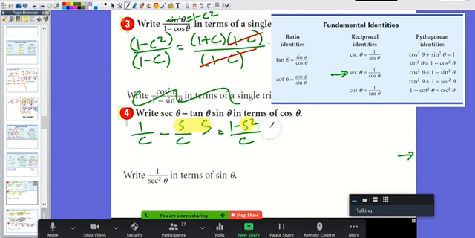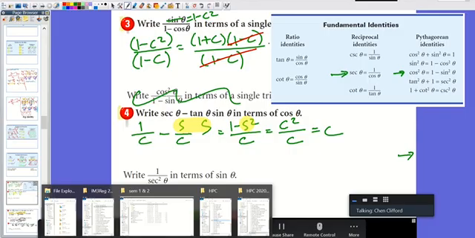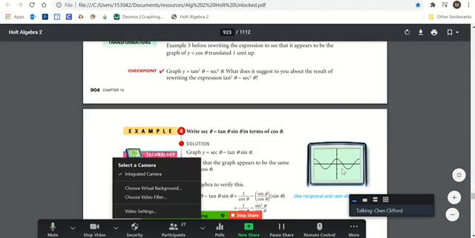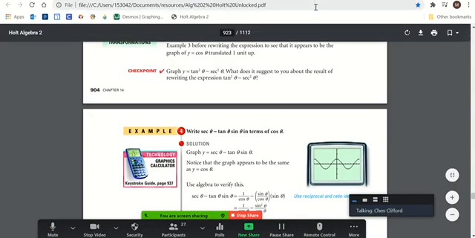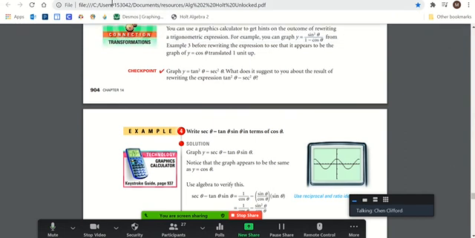Now remember, 1 minus cosine squared, or excuse me, 1 minus sine squared is the same thing as cosine squared. And c squared over c is just basically, you have two c's on top, 1 on bottom. How many's left over after canceling? The answer is 1 on top, or 1 left over.